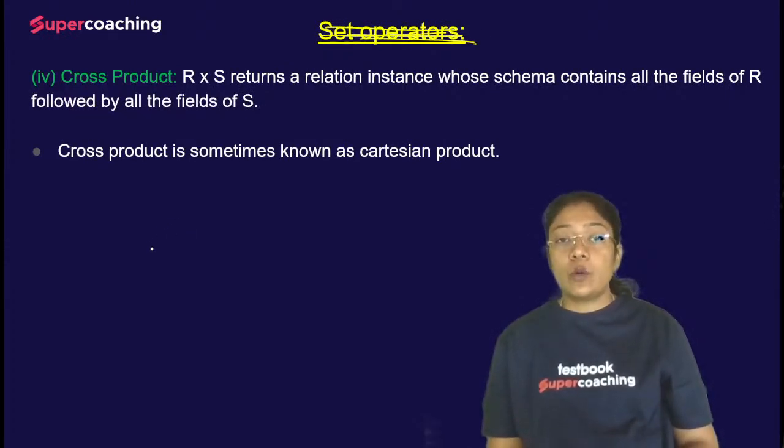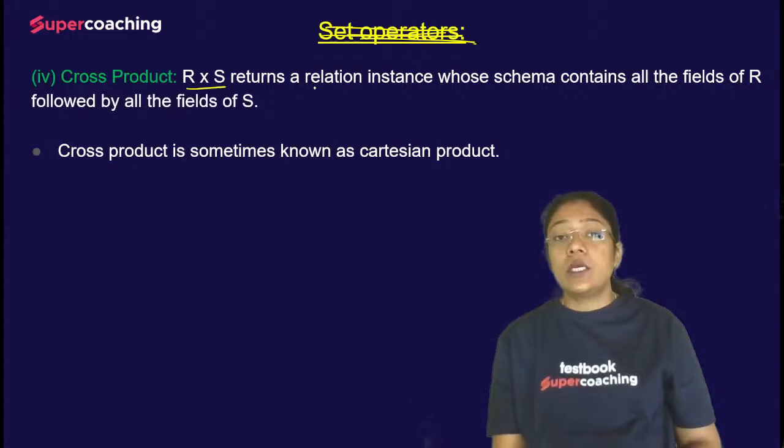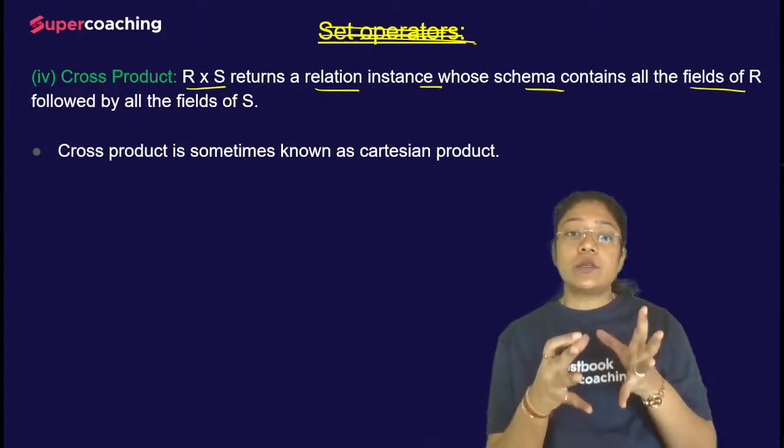Cross product we have already applied. That means we are taking the combination of all the rows with all the other rows of the other relation. So R into S returns a relational instance whose schema contains all the fields of R followed by the fields of S. यानी कि कितने attributes होंगे?